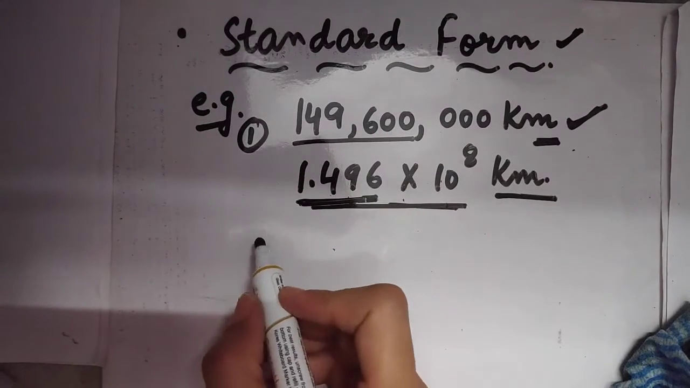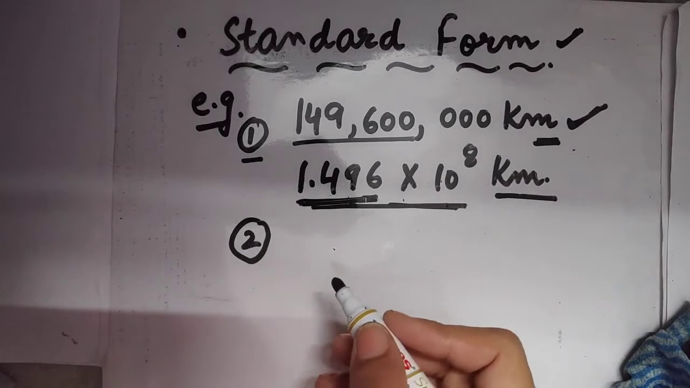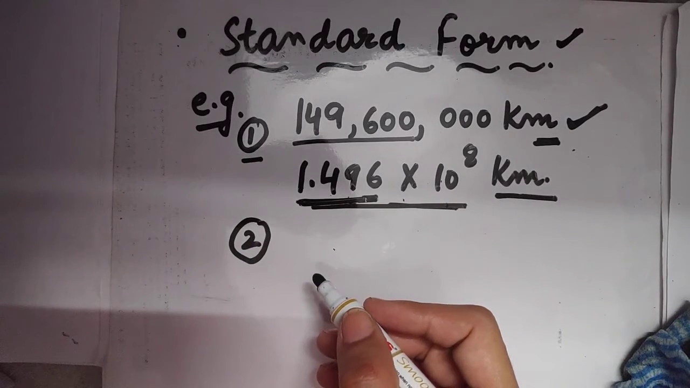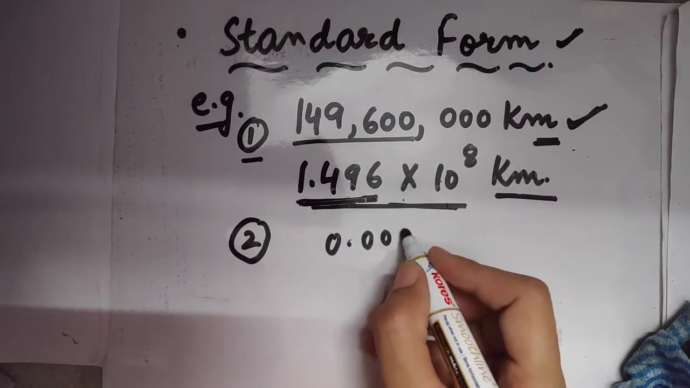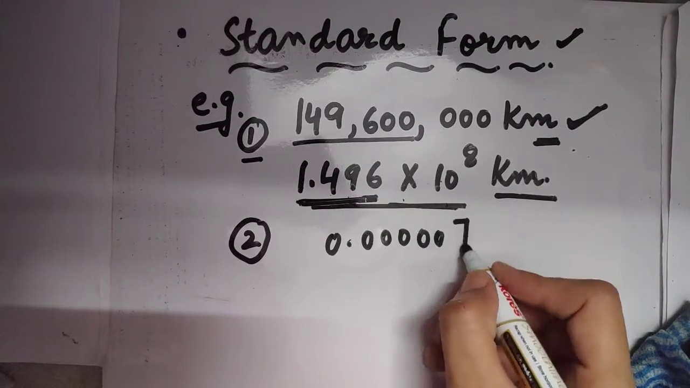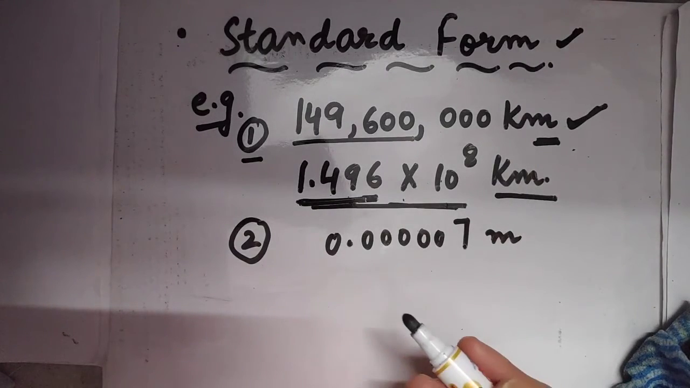Let us take another example. This was example number 1. Let us take another example. The average diameter of a red blood cell is given by 0.5 meters. Now, how to write this in standard form?